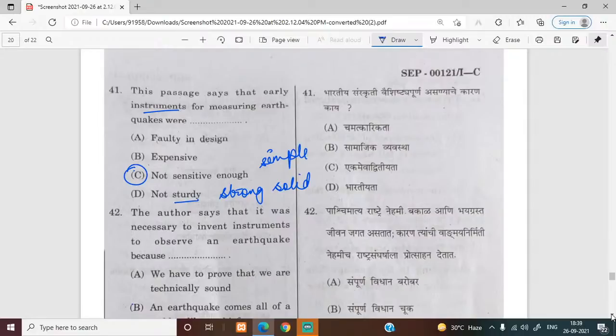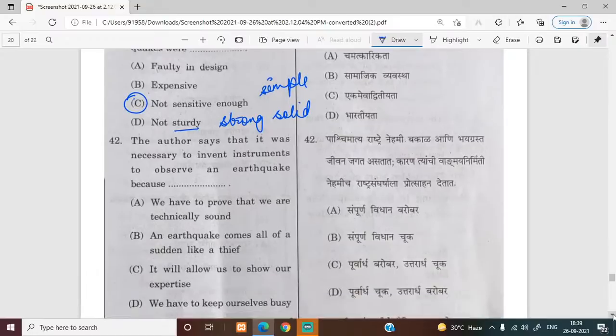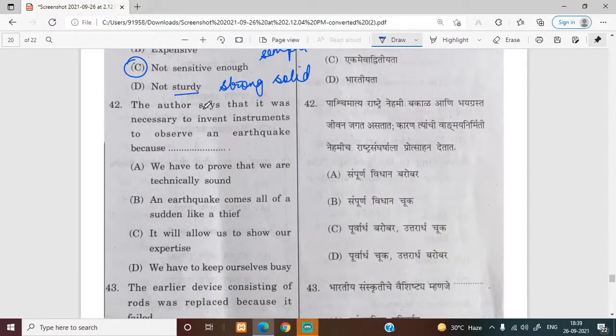Okay. Now question number 42, it is also in the first paragraph of the passage. The author says that it was necessary to invent instruments to observe an earthquake, because an earthquake comes all of a sudden like a thief. Yes, B is the answer, because in the first line of the passage it says an earthquake comes all of a sudden like a thief. Earthquake doesn't tell us, okay, I'm going to come tomorrow at 6 o'clock. No, it just comes all of a sudden, and the same with a thief. So that is why B is the answer.